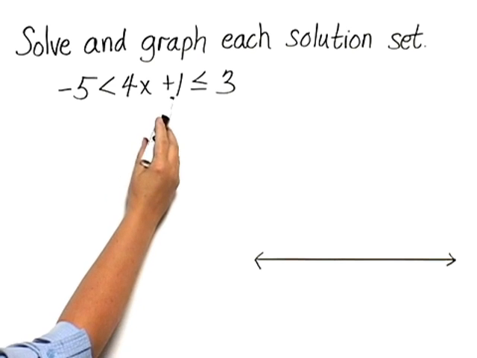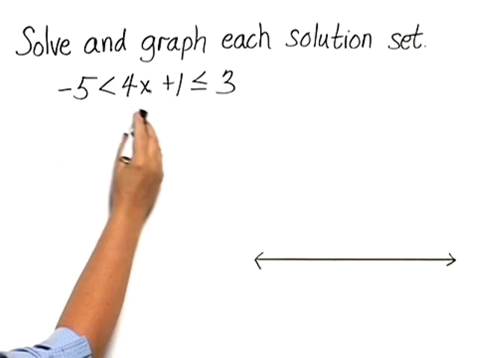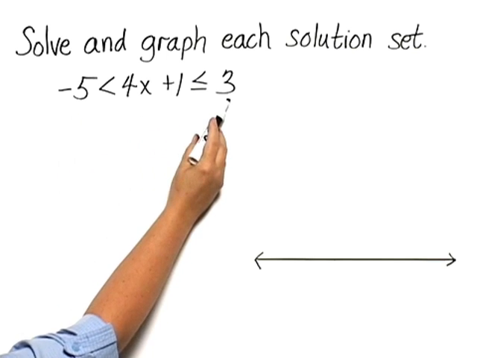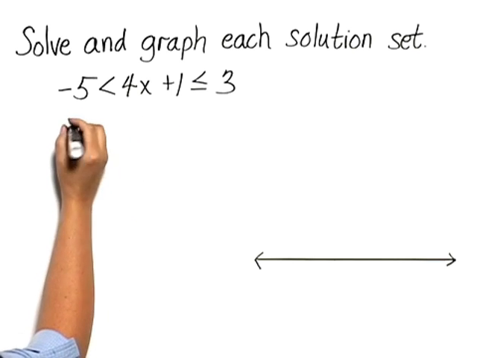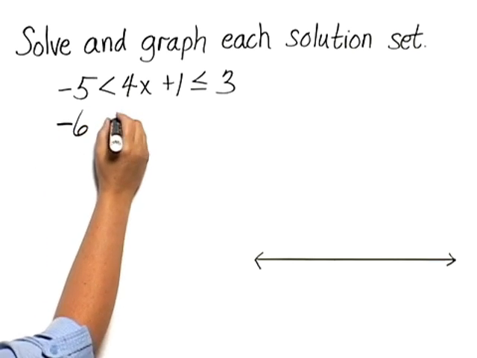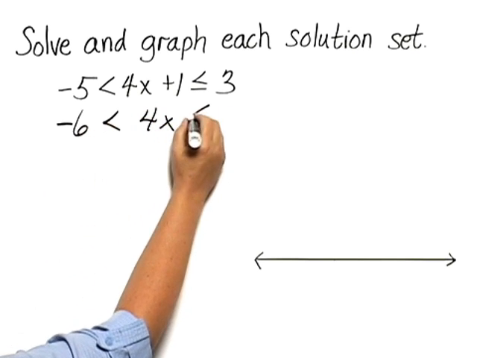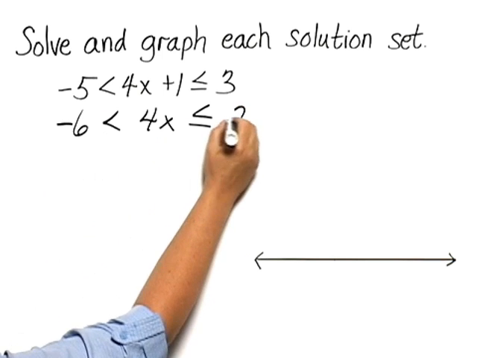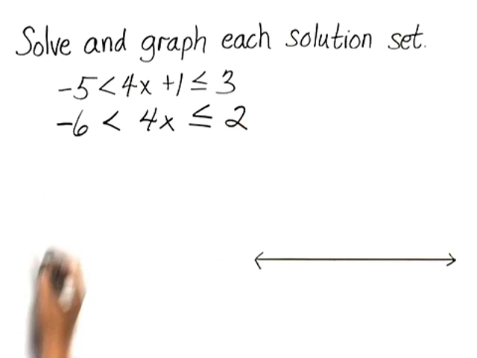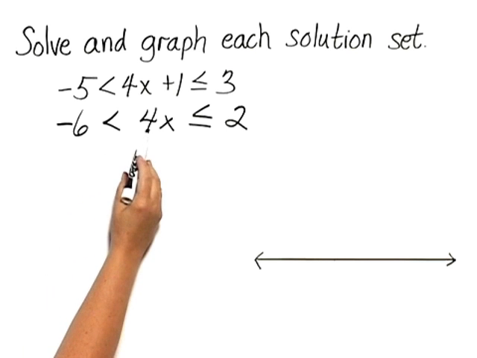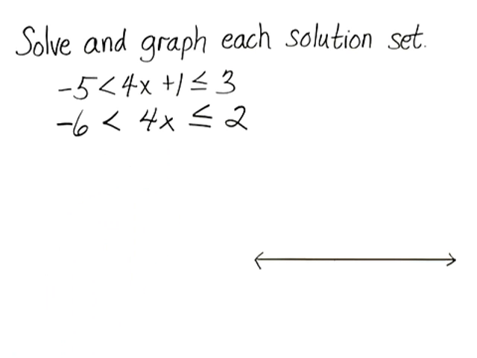For example, I can subtract 1 from here, and from here, and from here. That gives me negative 6 is less than 4x, which is less than or equal to 2. And that's subtracting 1 from all three parts of the inequality. Now I can divide everything by 4 in order to get x by itself.